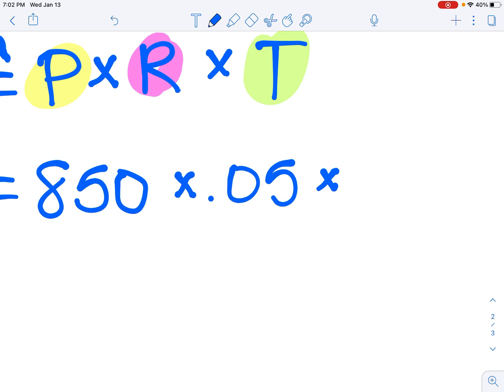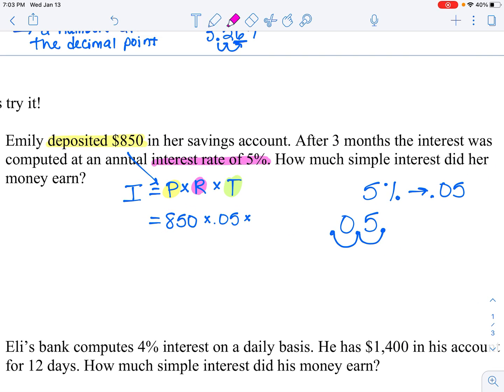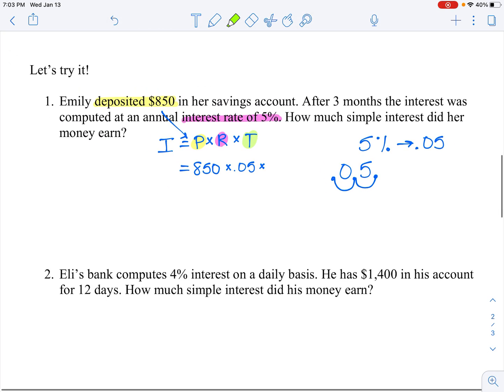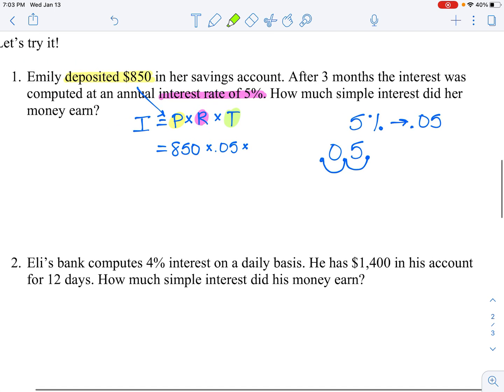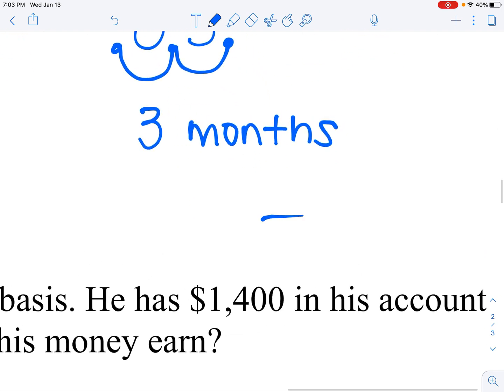T stands for time. So I need to look in this problem. Let me zoom out. I'm going to go to now green, and we're going to highlight where we see anything about time. So this is either going to be monthly or daily. So you're looking for the word months or you're looking for the word days. So if you take a look, what is our time? I see 3 months. Okay, so here we go. We have 3 months, but this is what we practiced yesterday. I can't leave it like this. We have to first write it as a fraction and then move it over to a decimal.